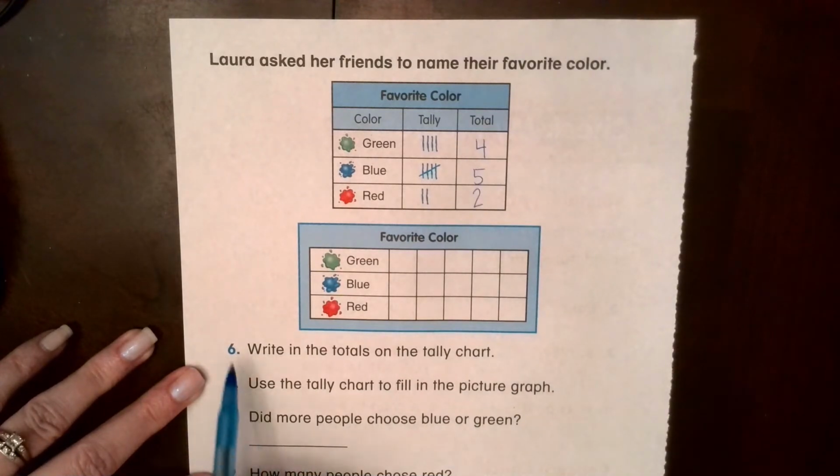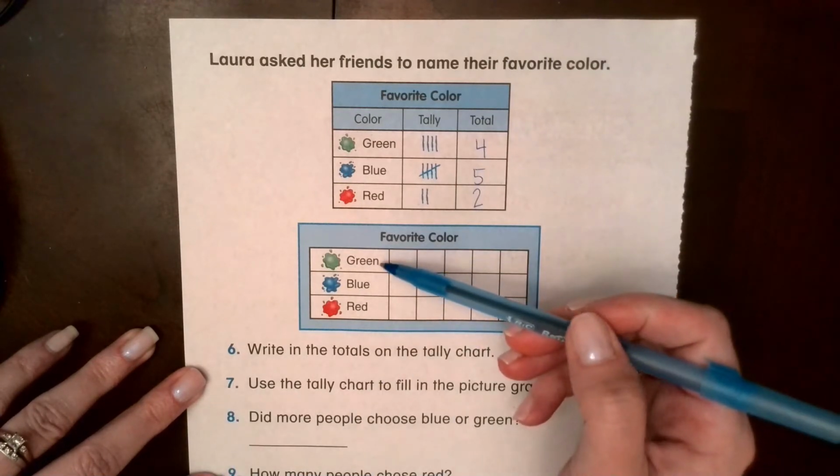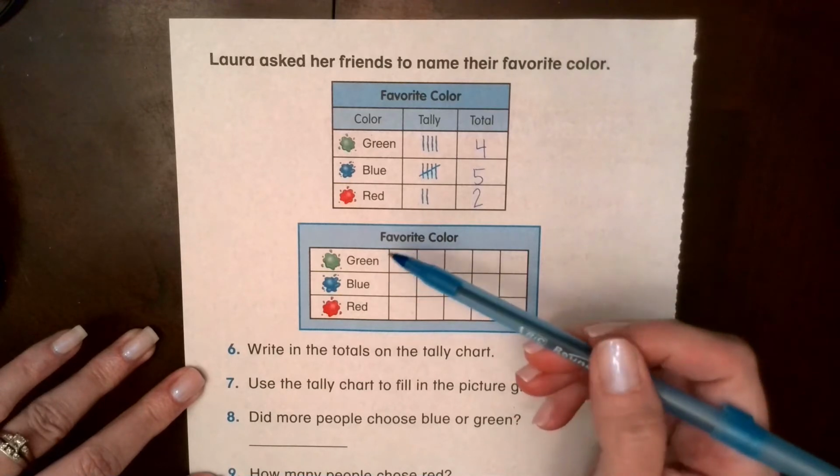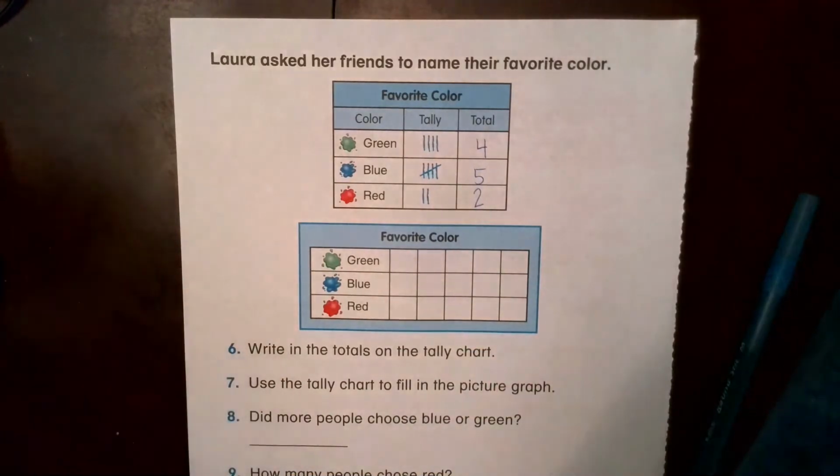Okay, we did number 6. Number 7. Use the tally chart to fill in the picture graph. Okay, so for number 7, they wanted a picture graph. So let's see. Why don't you pause the video and see if you can find a green, blue, and red crayon. I'm going to see if I can find.